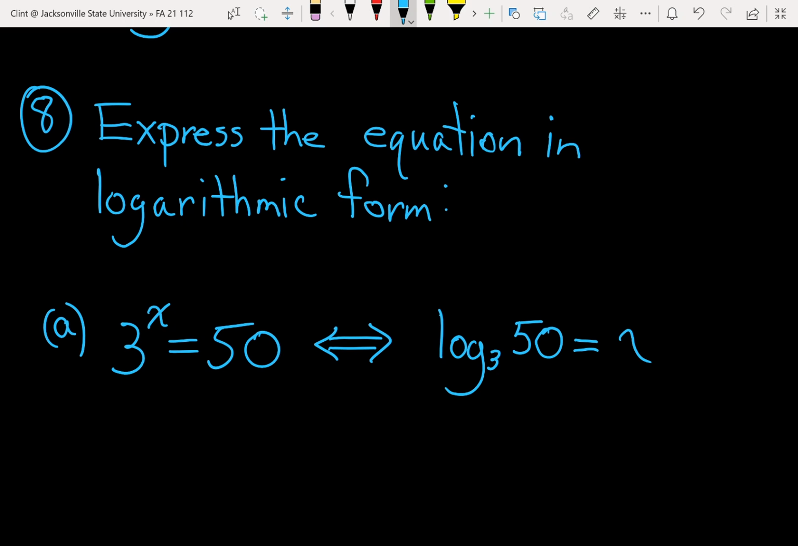That equals x. And if one way seems easier to you than the other, maybe number 7 clicks better and number 8's a little trickier, then you can always think about it in reverse after you get it. Make sure you check. Going from this side to that side, we would have 3 to the x power equals 50. And that matches. That is all we're doing.